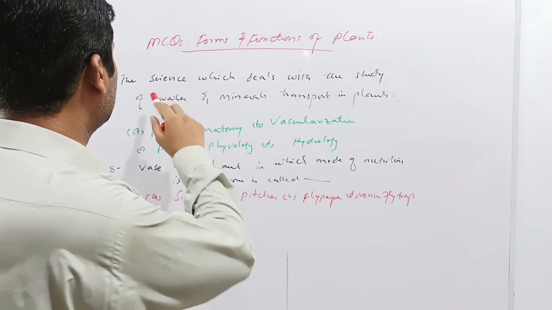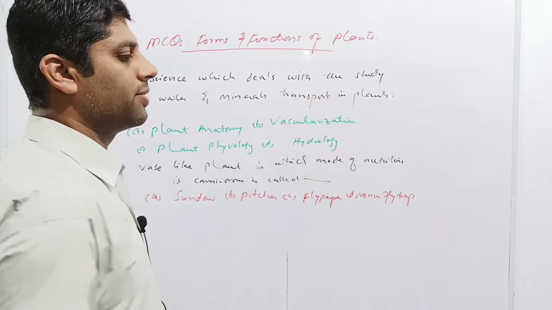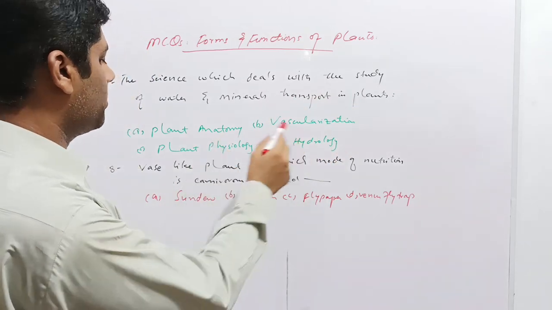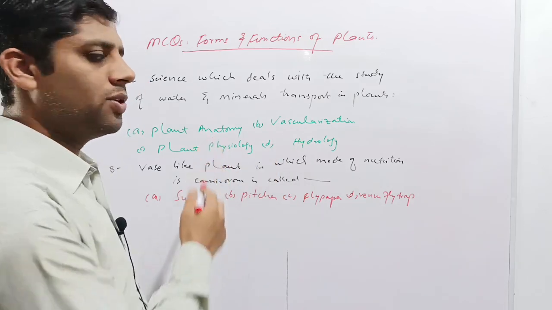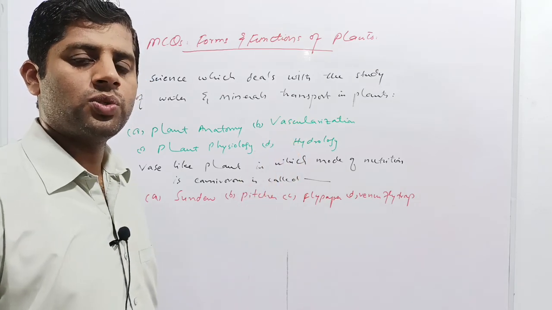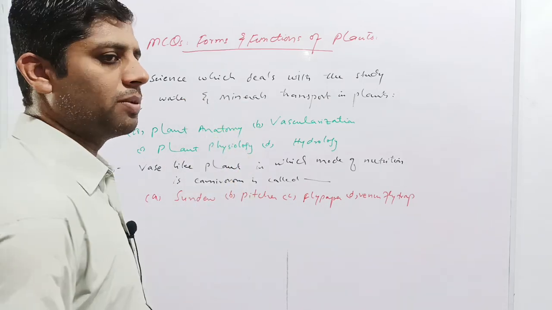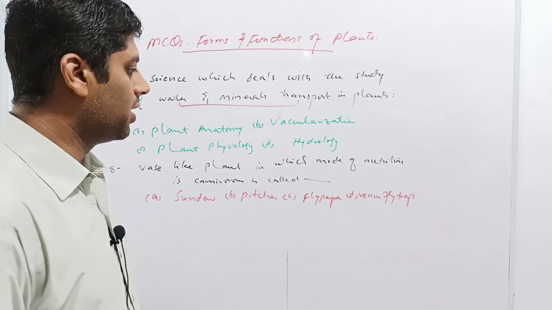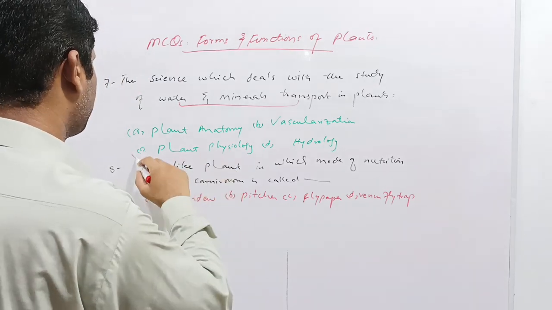Next question is, the science which deals with the study of water and minerals transport in the plants. So given options are plant anatomy, vascularization, plant physiology, or hydrology. The plant anatomy deals with the structures of the plants. Vascularization means the vascular bundles or vascular tissues, which may be xylem or phloem. But here it is asking about the water and minerals transport in the plants. So this is the normal function of plants in which they transport water and minerals. And normal functions are called physiology. So the plant physiology, option C is correct for this.